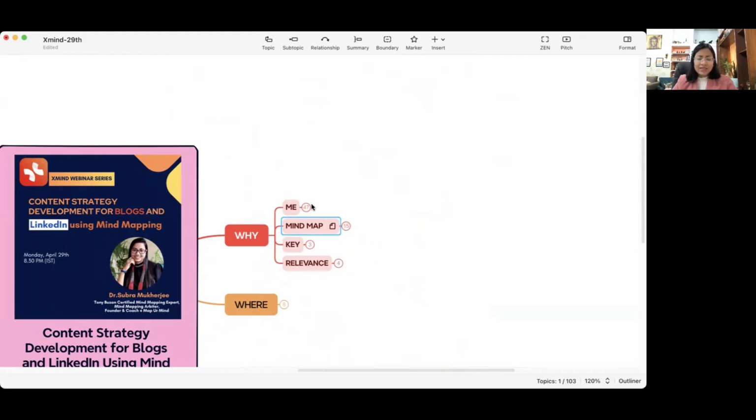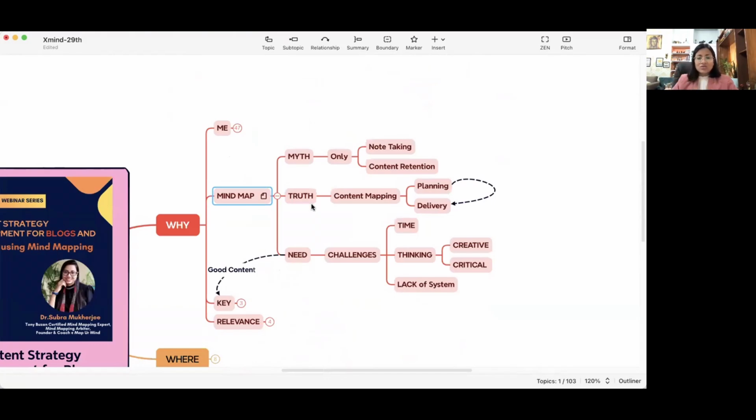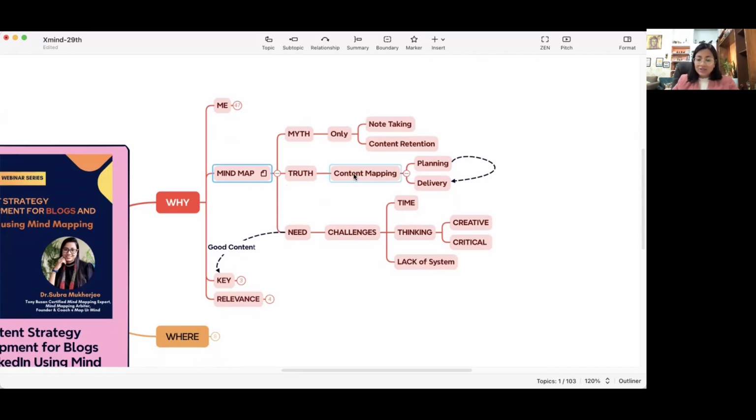But why mind mapping, and how is mind mapping relevant to content strategy development? So there's a myth that mind mapping is mainly for note taking or just for content retention and recall. But the fact is that mind mapping is also for content mapping, where right from the planning phase to the delivery phase, mind mapping can help you do the entire task with a lot of ease, and you will start enjoying the process instead of feeling like it's work. So yes, mind mapping is definitely a very important tool for content mapping.